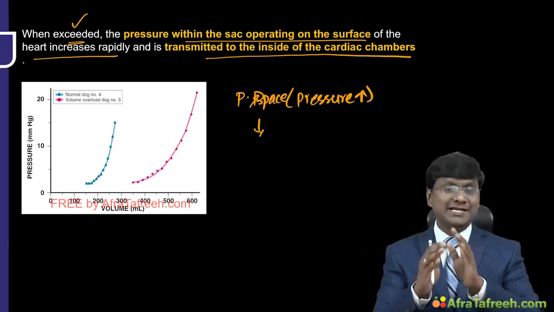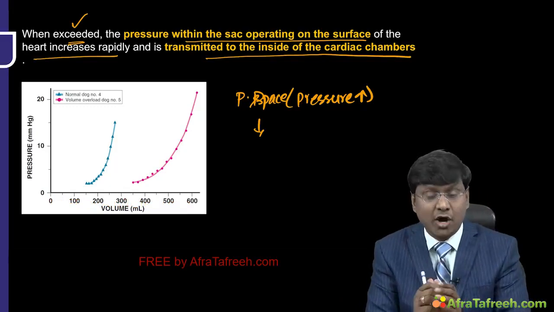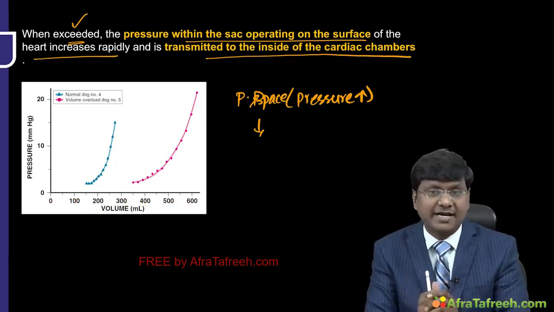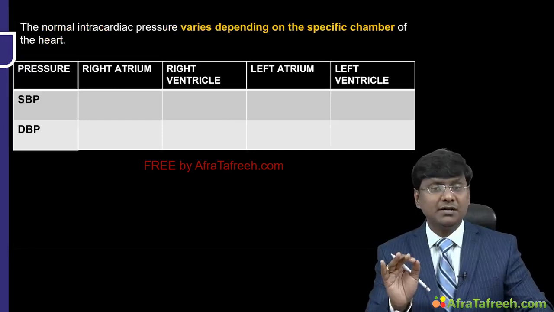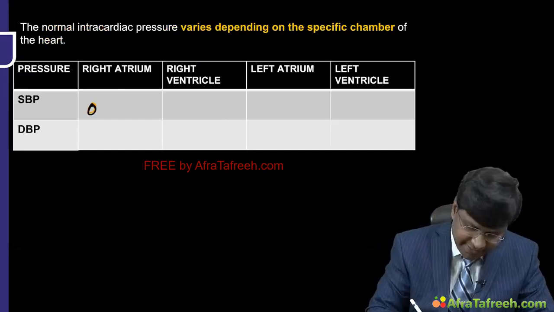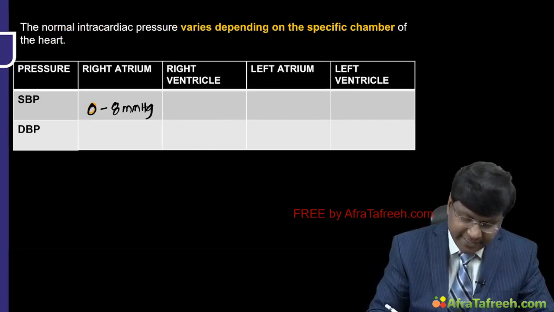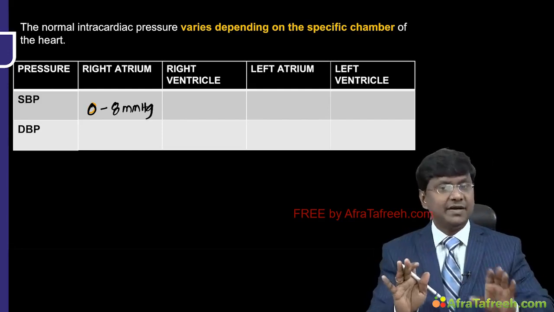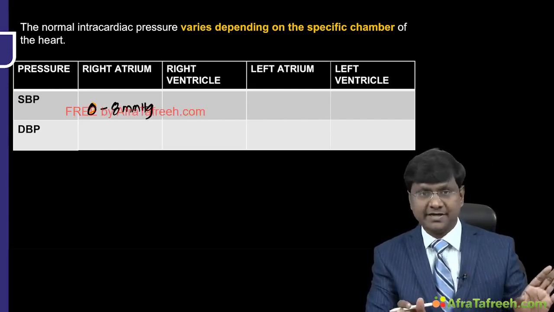Now, first of all, let us understand how much the normal intracardiac pressure is, and how much the normal intrapericardial pressure is. Both of these let us try to discuss. If you take the normal right atrial pressure, it is around 0 to 8 millimeters of mercury. That means during systole it will be up to 8, during diastole it goes down to 0.